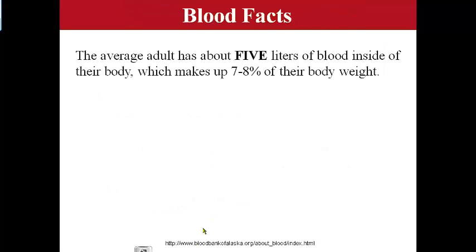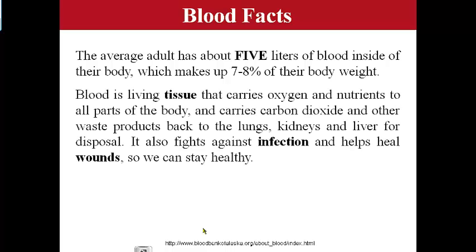Some interesting blood facts. The average adult has about 5 liters of blood inside of their body, and it makes up about 7 to 8% of their body weight. To give you an idea of what a liter is, if you've ever seen a 2-liter bottle of soda, that's 2 liters. So you have about 2.5 of those inside of your body as far as blood goes.